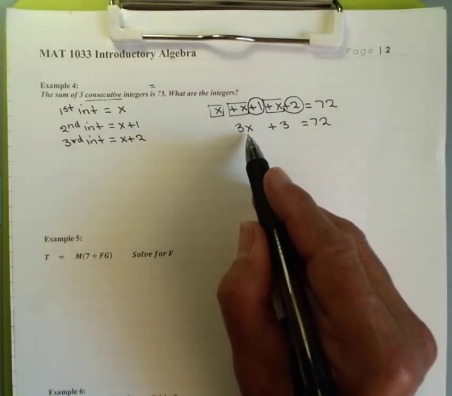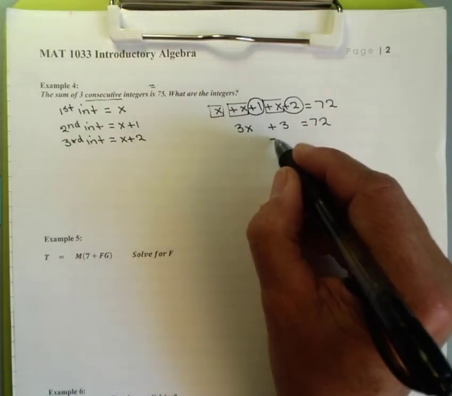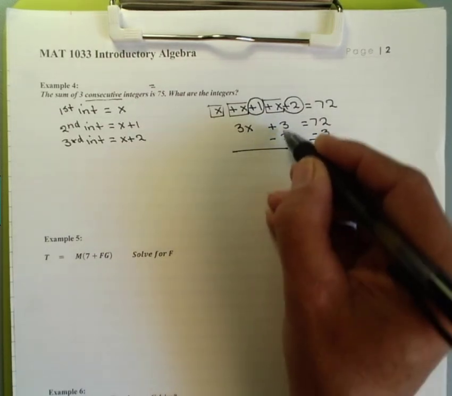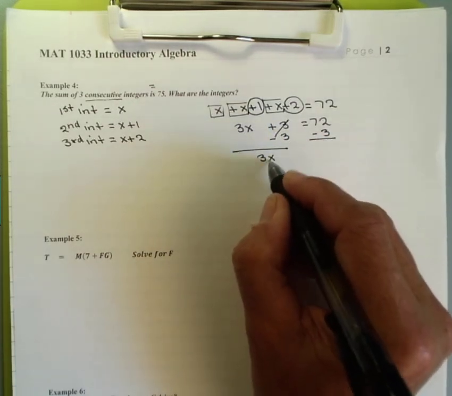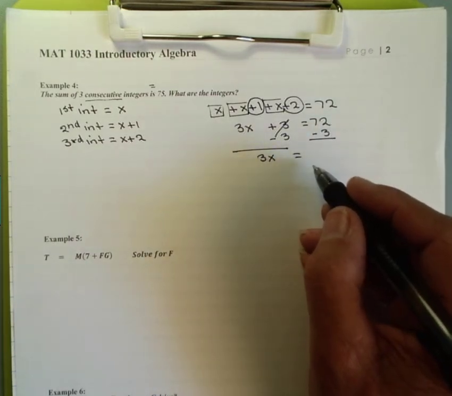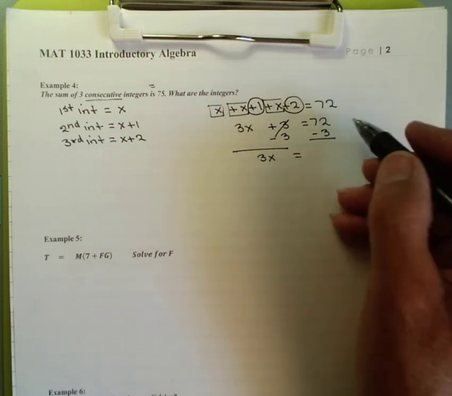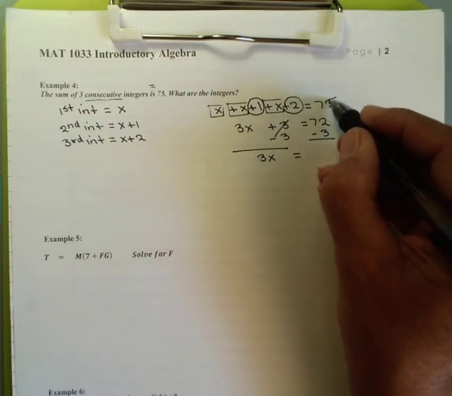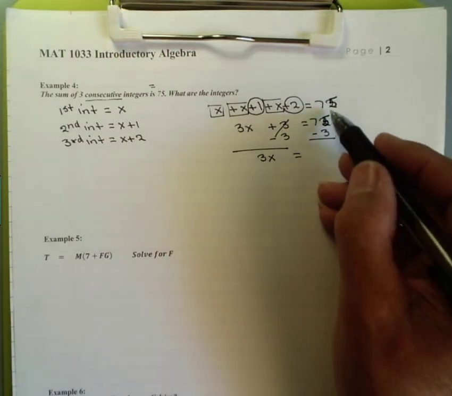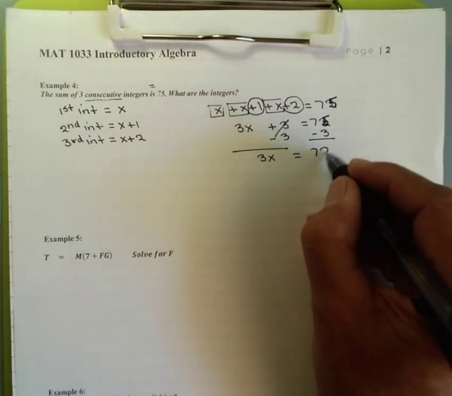I need to isolate the variable term, so I've got to get rid of the 3. I'll subtract it to get it to go to the other side. I now have 3x all by itself, and it is equal to 72 minus 3. So what is 70? I'm sorry, this is supposed to be 75. Guys, you picked that up already, didn't you? Sorry. Pretend that's a 5. So 75 minus 3 is 72.